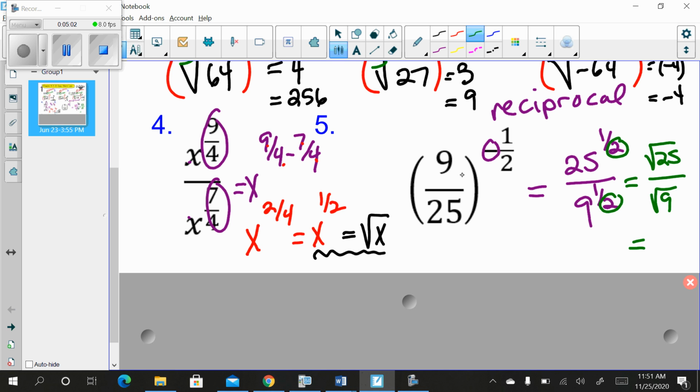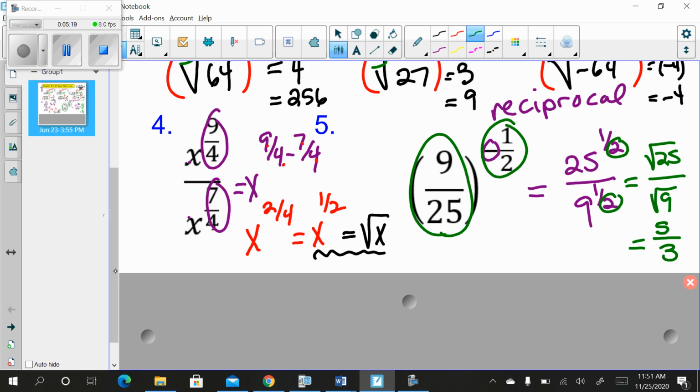So negative made that reciprocal, and then we do our square roots. So square root of 25 is 5, and square root of 9 would be 3. So we can get all the way down to 5/3. Just remember, when you have that ratio inside, everything gets raised to that power. So we can do that power for both of those terms.